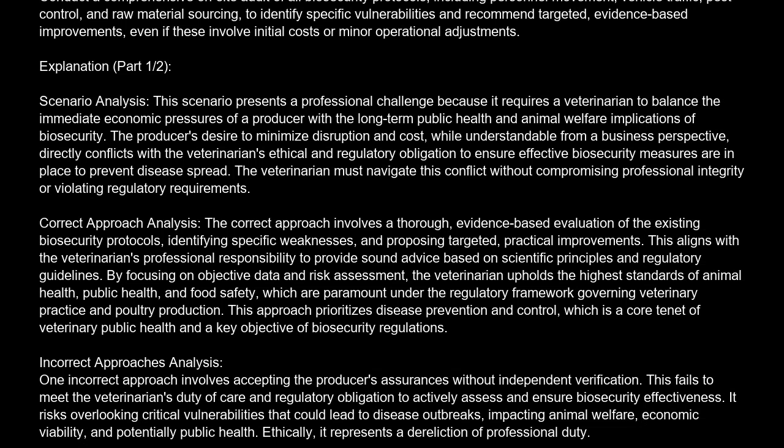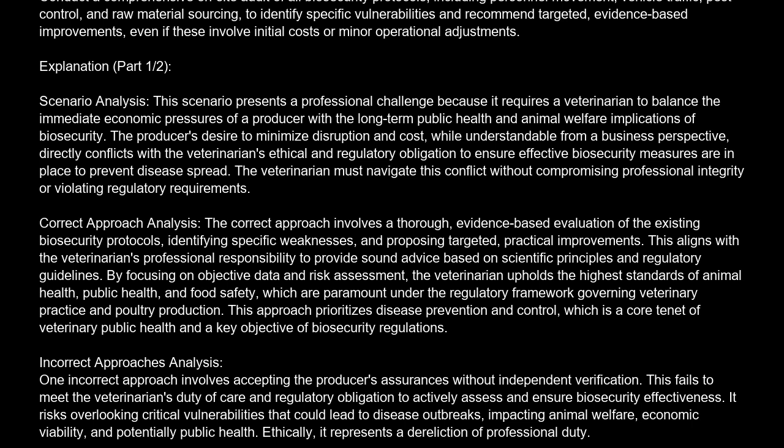The correct answer is C. Conduct a comprehensive on-site audit of all biosecurity protocols, including personnel movement, vehicle traffic, pest control, and raw material sourcing, to identify specific vulnerabilities and recommend targeted, evidence-based improvements, even if these involve initial costs or minor operational adjustments.